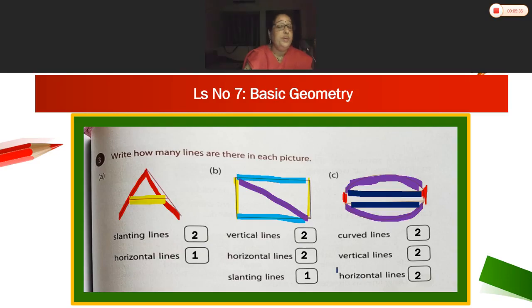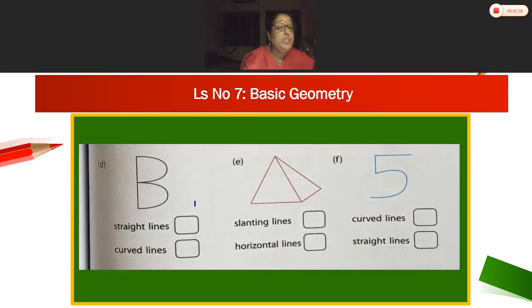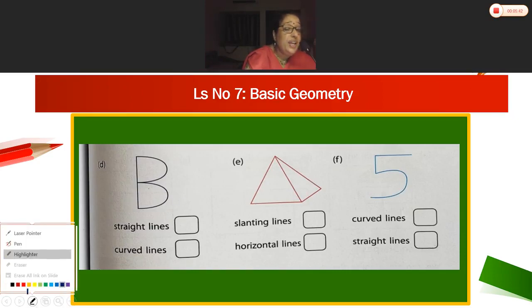Very good. Now tell me children, in this B, how many straight lines are there?